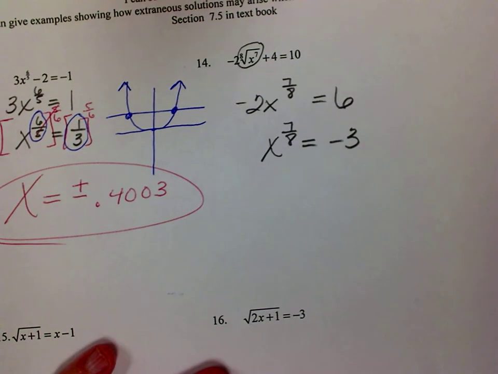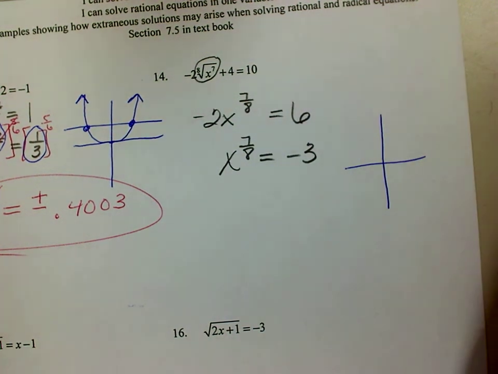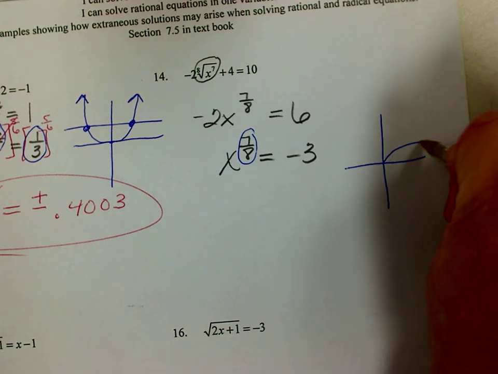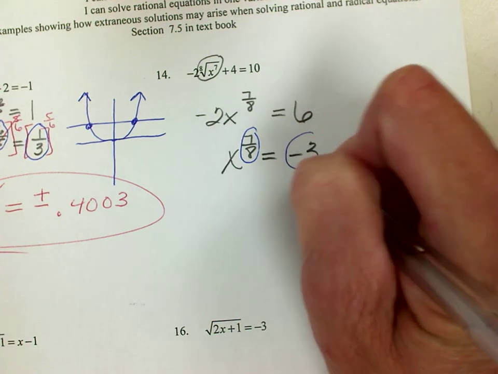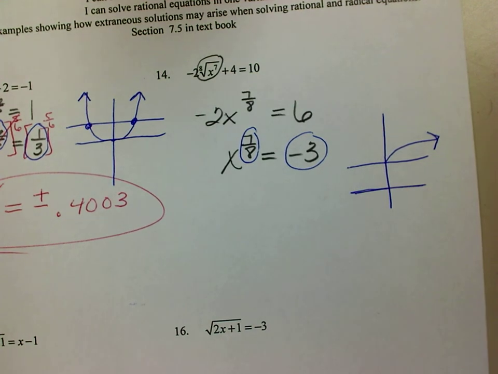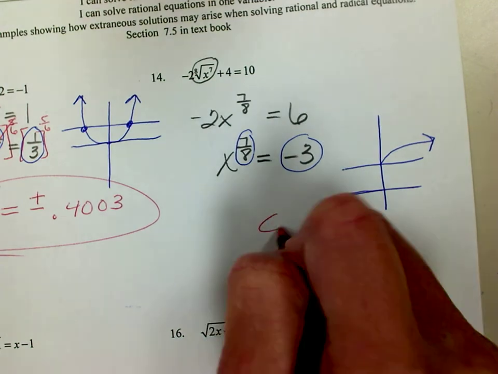And now that I have an x and an exponent, I'm going to sketch a graph. My exponent is less than 1, so I'm going to go over. My denominator is even, so I'm done with my graph. But now I have to look at the y value. It's negative. It's going to be down here somewhere. Since they don't intersect, my answer would be no solution.